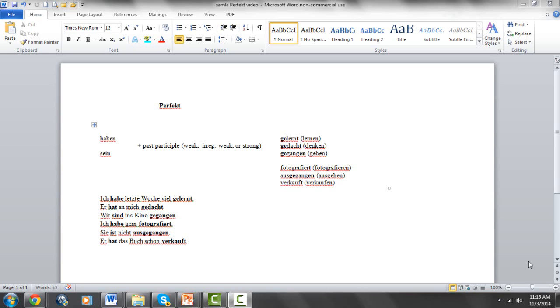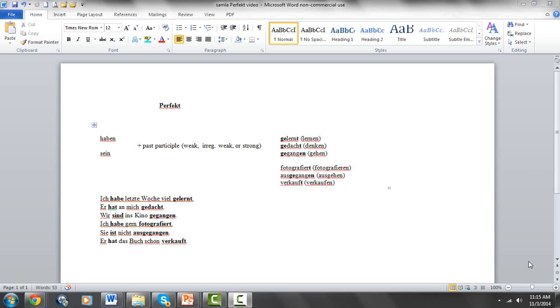So how do past participles work? We have lernen, a weak verb, gelernt, starts with ge and ends in t. There's no stem change. Denken, an example of an irregular weak verb, starts with ge, ends in t, but there's a stem change. And then gehen is a strong verb, starts with ge, ends in en, and there's a stem change, gegangen.